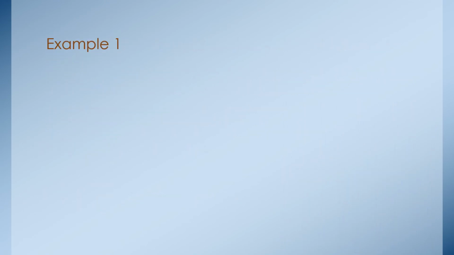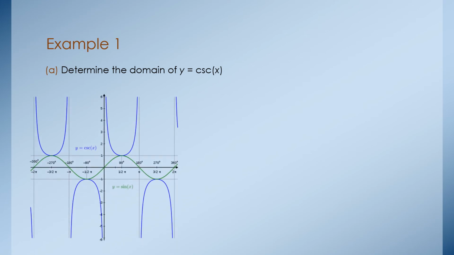So now let's take a look at an example. Part A says to determine the domain of y equals the cosecant of x. And to help us with that, I have a picture for us. So let's take a look at this. This is the same picture we saw before. We have the sine function, we have the cosecant function.